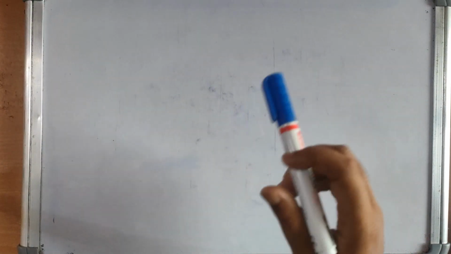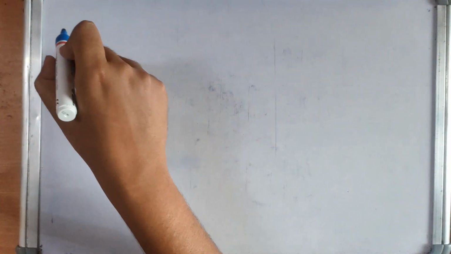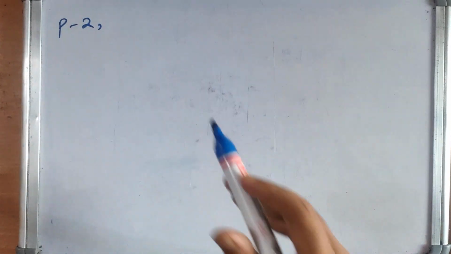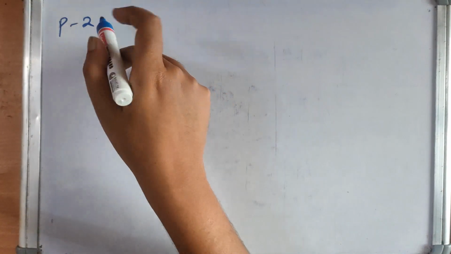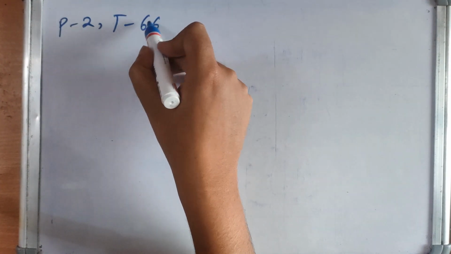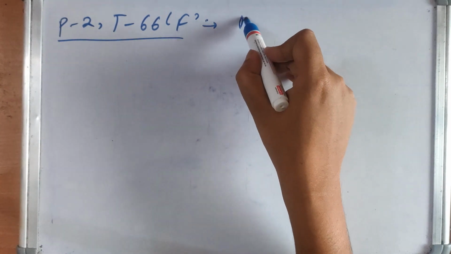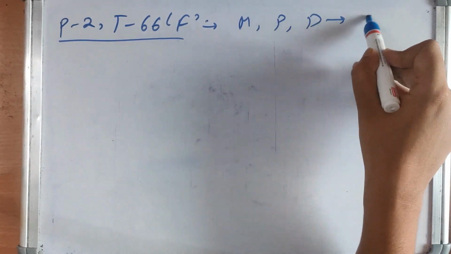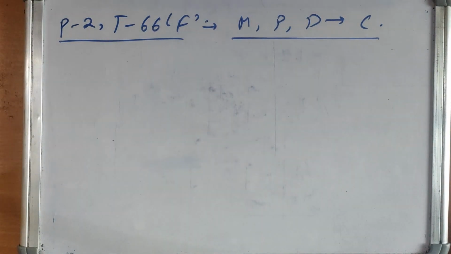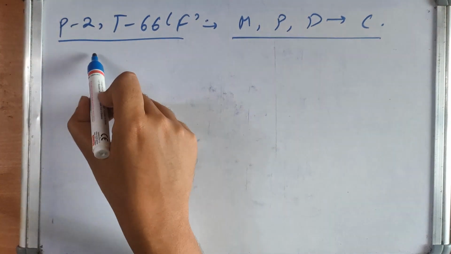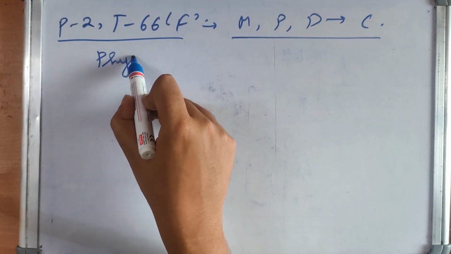So today we are going to do topic 66 F, paper 2, where we are discussing major pests, diseases and their control. So first of all we are going to discuss physiological disorders.